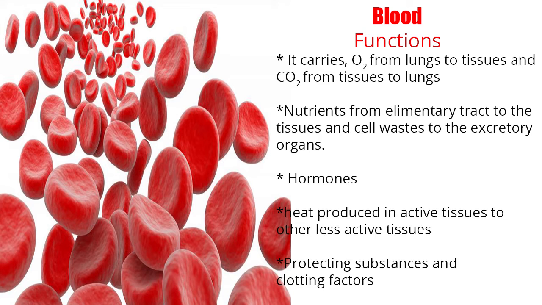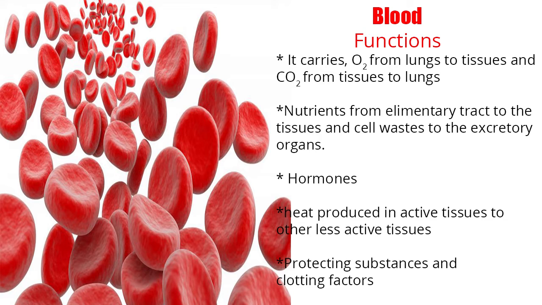Today we are going to study blood. Blood is the connective tissue. It carries oxygen from the lungs to the tissues and carbon dioxide from the tissues to the lungs for excretion. Nutrients from the alimentary tract to the tissues and cell waste to the excretory organs, principally the kidneys. Hormones secreted by endocrine glands to their target glands and tissues. Heat produced in active tissues to other less active tissues.